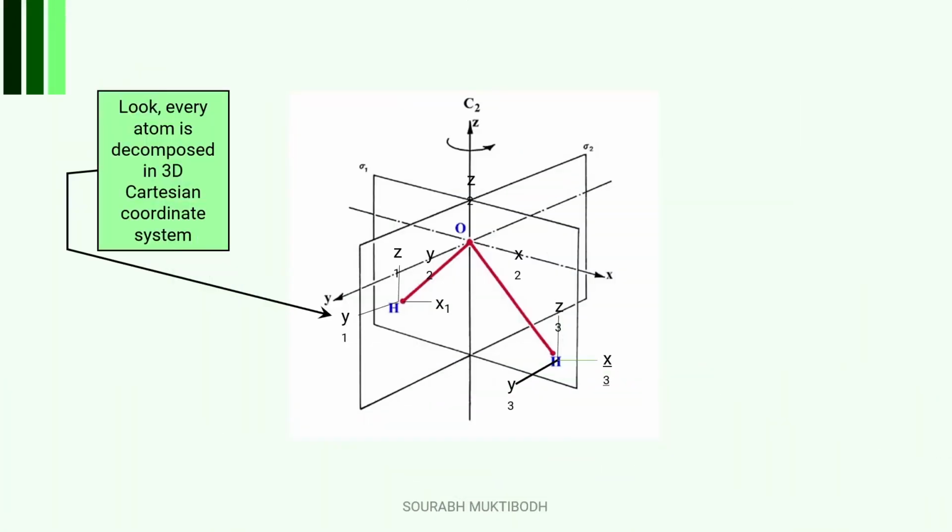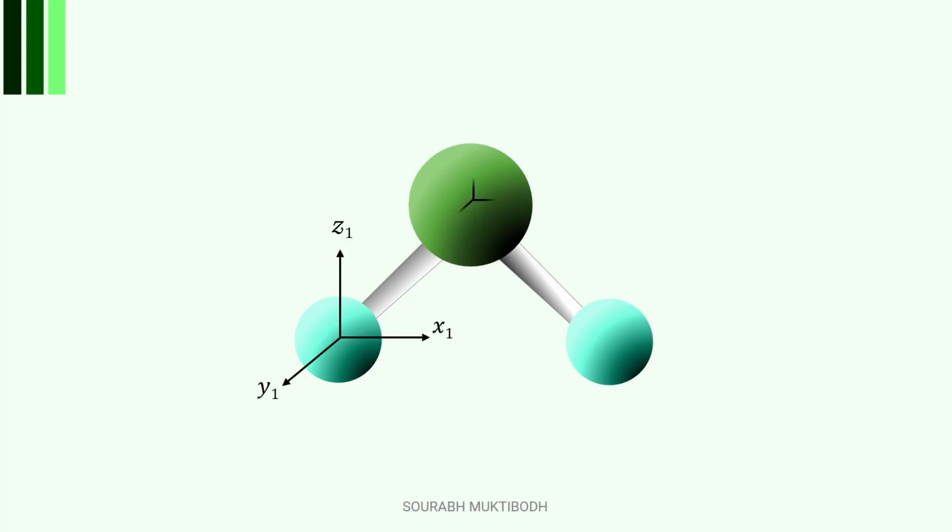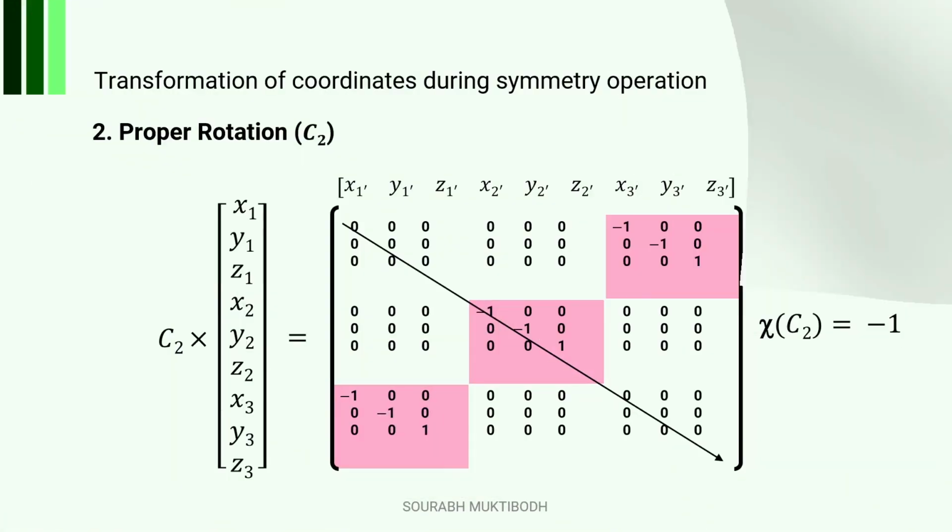In the earlier session, we have seen that the water molecule can be decomposed into three-dimensional Cartesian coordinates, as shown here, and by doing so, we can construct a set of matrices. Because each atom is decomposed into a three-dimensional Cartesian coordinate system, you get a 9 by 9 matrix for the various symmetry elements, and for C2, the diagonal sum is -1. So the character for C2 happens to be -1.